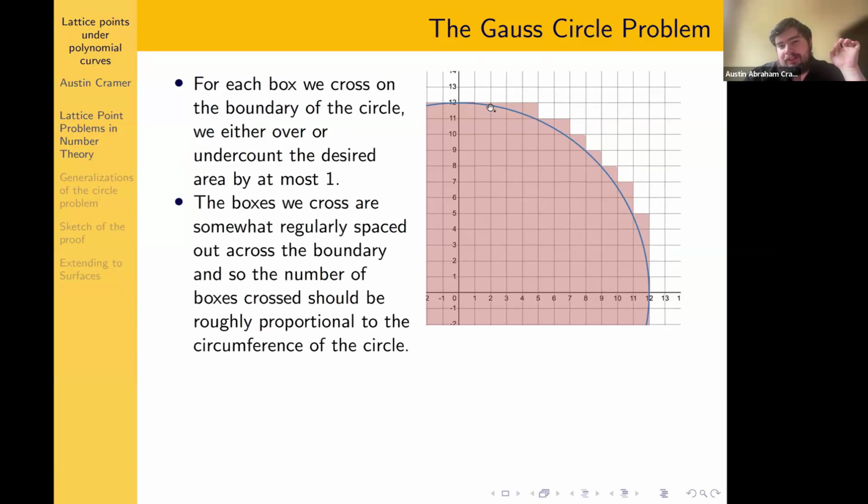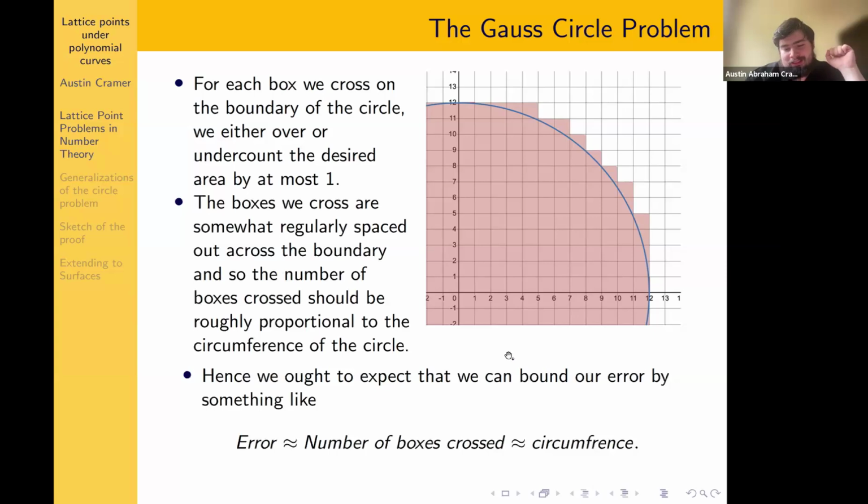And these boxes are fairly regularly spaced along the boundary, so we'd expect that the number of boxes we actually cross should be proportionate to the circumference of the circle. So our error is about our number of boxes crossed, which is about our circumference.